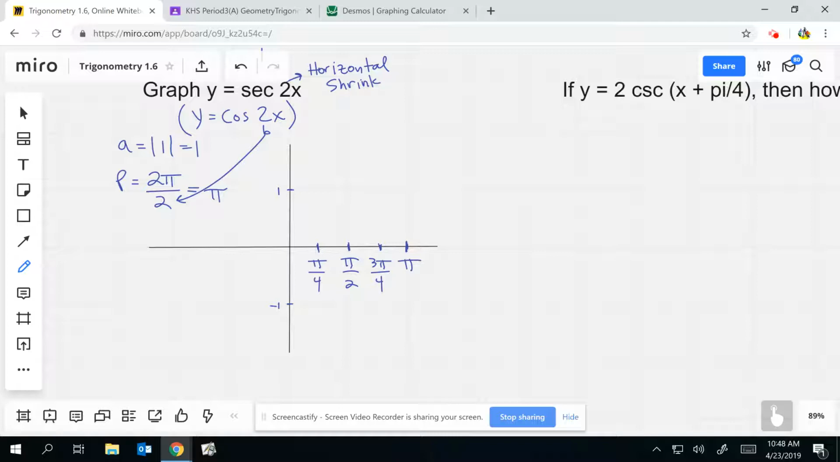Cosine starts at a maximum. So it's going to start up here at the top. It's going to come down to an intercept. We know for a fact that that now has to be a dotted line, because when cosine is 0, if you flip that over, it's undefined. Can't have it. Then it comes down to a minimum. Comes back up to an intercept. Oh, there's another dotted line. Can't have that one either. And then it ends up at a maximum again.